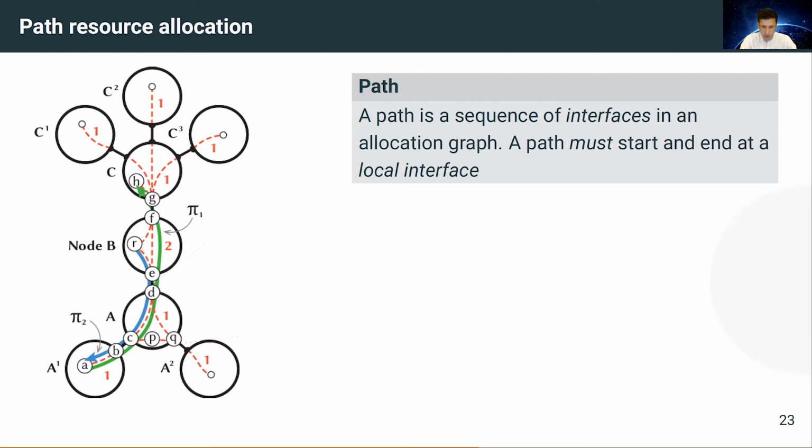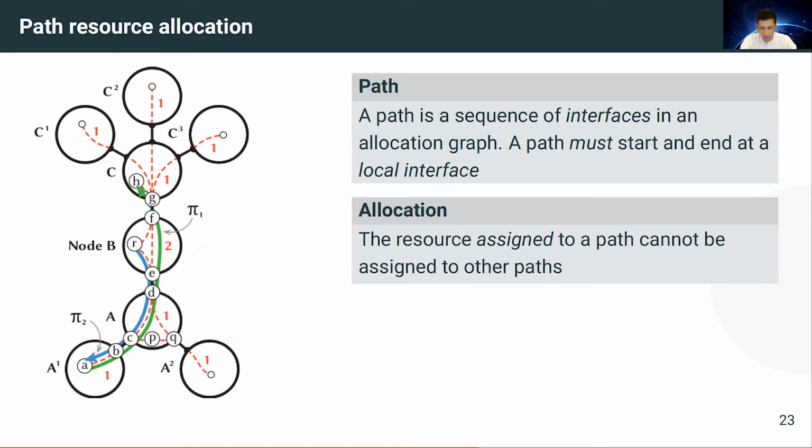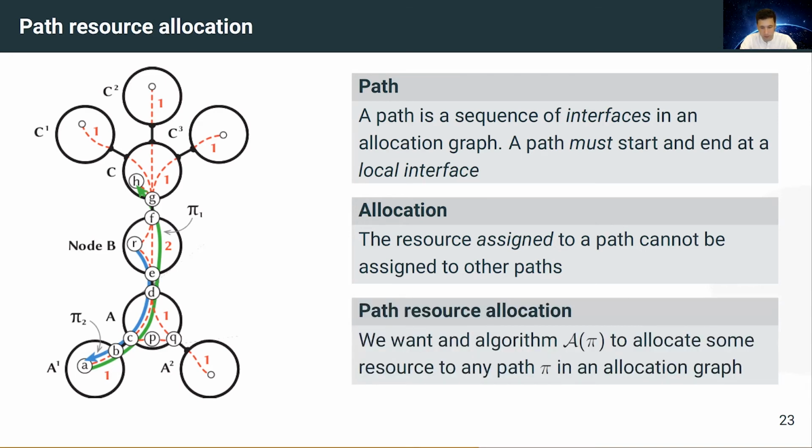And we're now close to defining the path resource allocation problem. We just have to define what a path is and what an allocation is. In an allocation graph, a path is a sequence of interfaces that must start at a local interface and end at a local interface. You have two examples of a path here in the figure. An allocation is a certain amount of resource that is assigned to a path and cannot be assigned to any other path. Therefore, the path resource allocation problem is to find an algorithm, A, that allocates the resource to any path in an allocation graph.